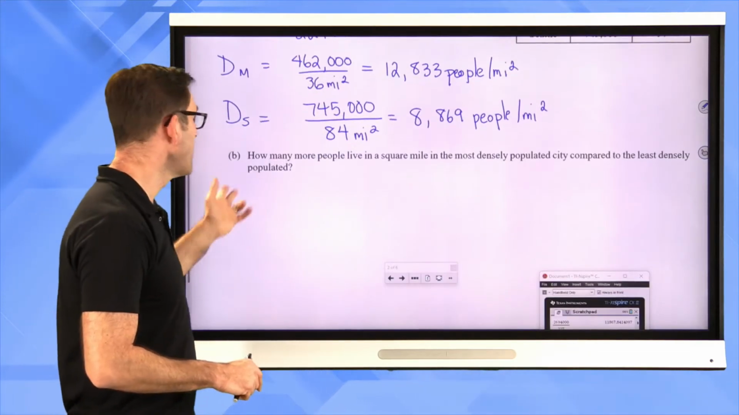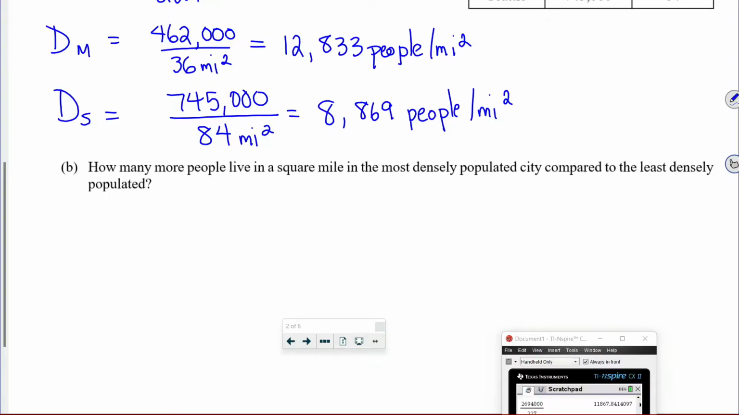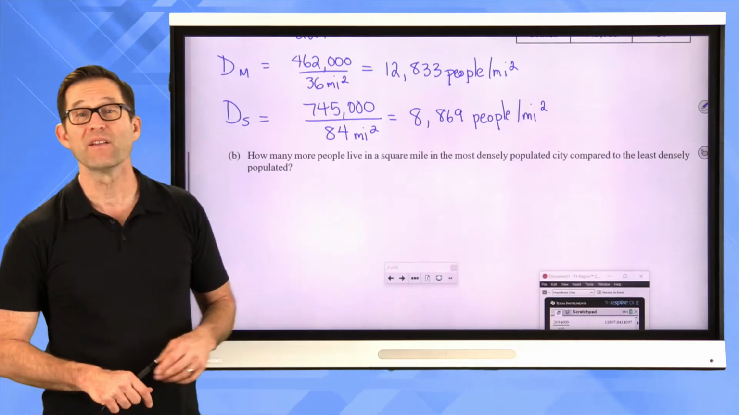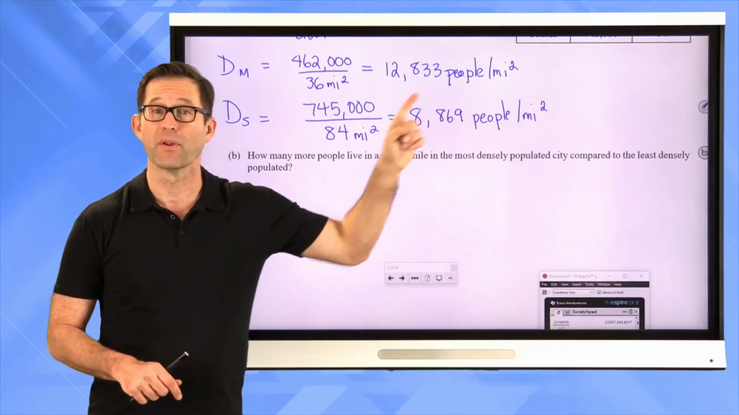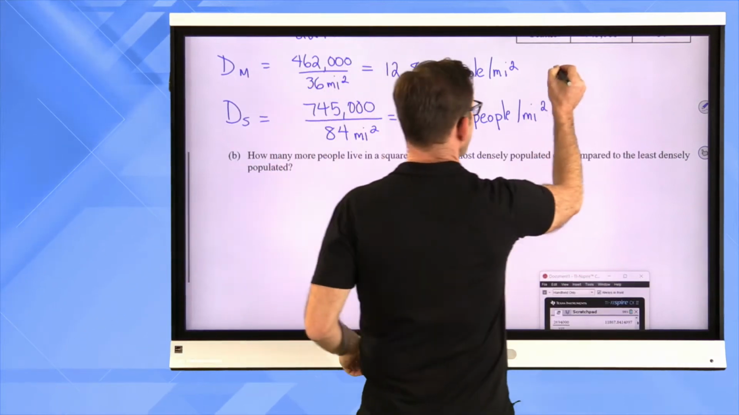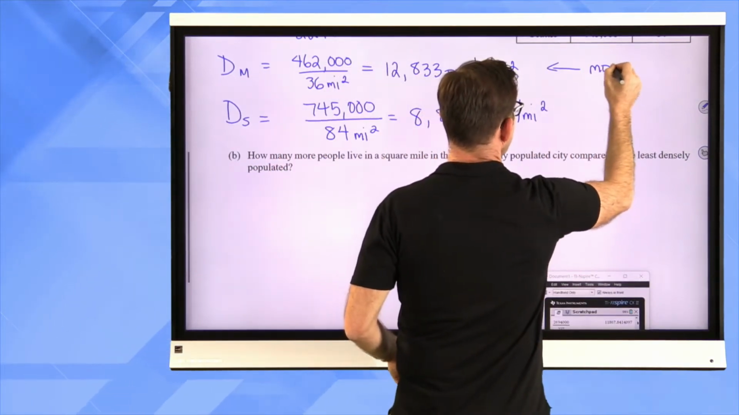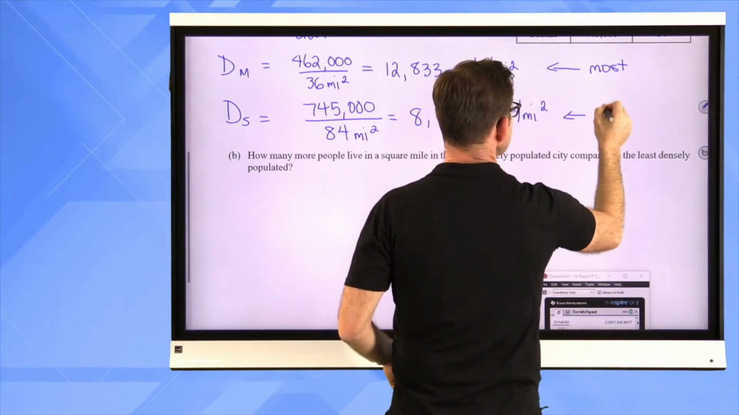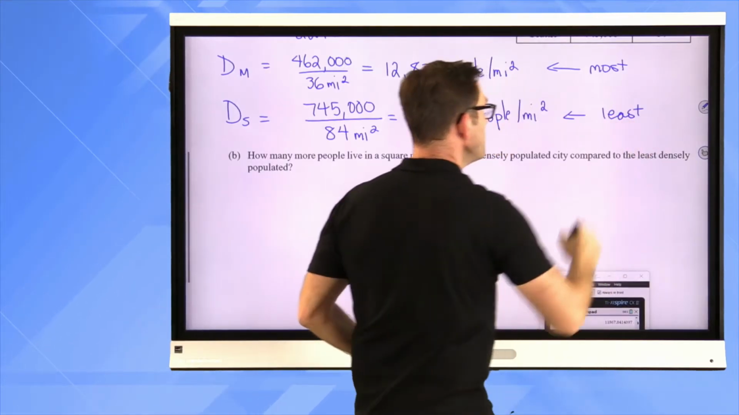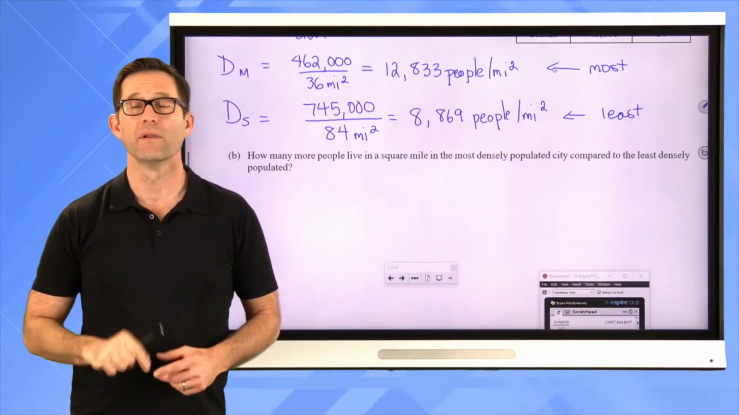Now, given that, take a look at letter B. How many more people live in a square mile in the most densely populated city compared to the least densely populated? Well, conveniently enough, here's the most densely populated, and here's the least. This is the most densely populated, and this is the least. So, see if you can figure out the answer to letter B.